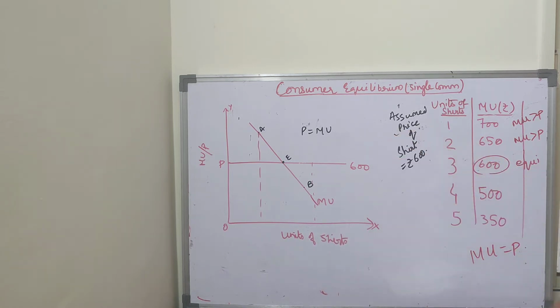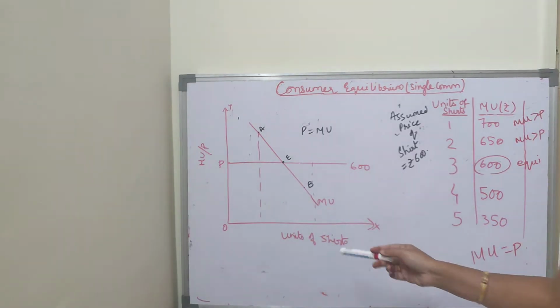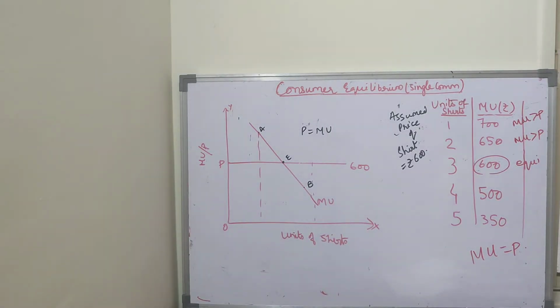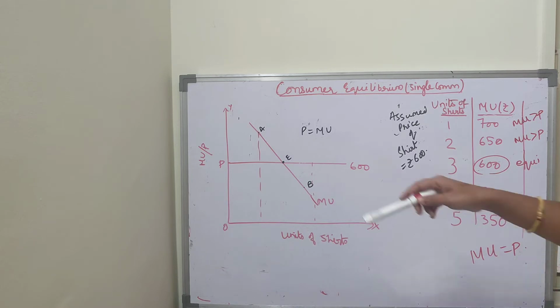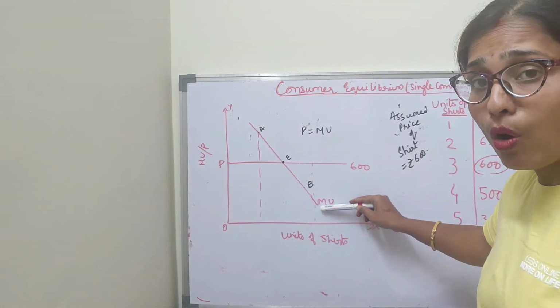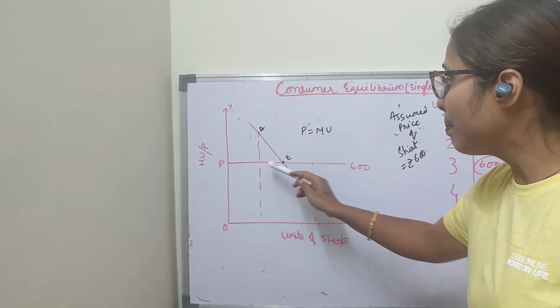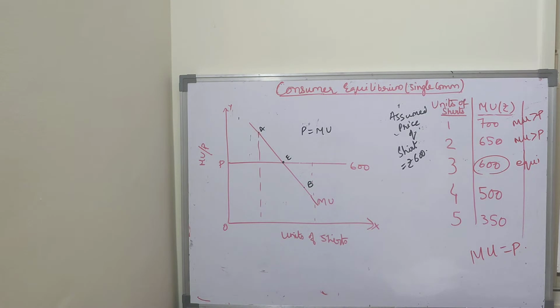Now here is the diagram. Now look at the diagram. Here on the y-axis, that is the vertical axis, in this figure I have taken marginal utility and price, and on the x-axis I have taken the units of shirt. Now you see that MU is the marginal utility curve, which is sloping downward, indicating the law of diminishing marginal utility. The horizontal line P is the price, which is fixed at rupees 600.